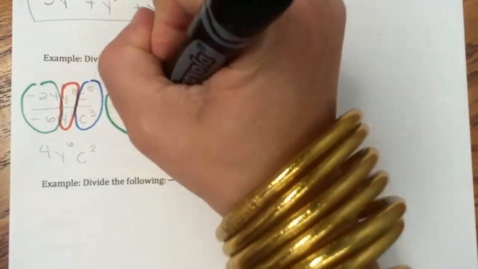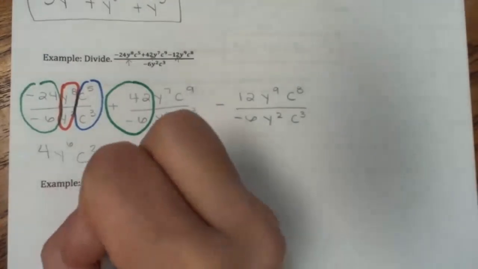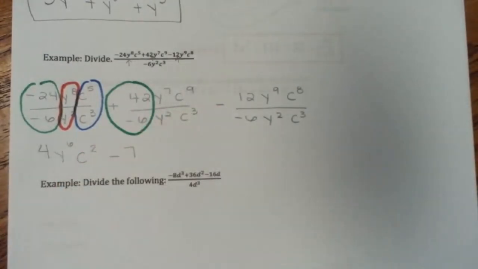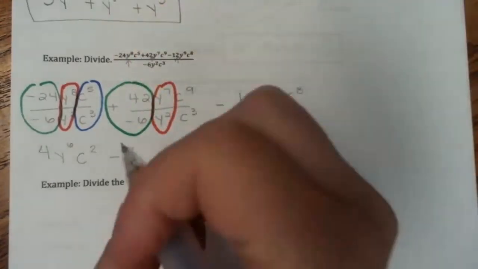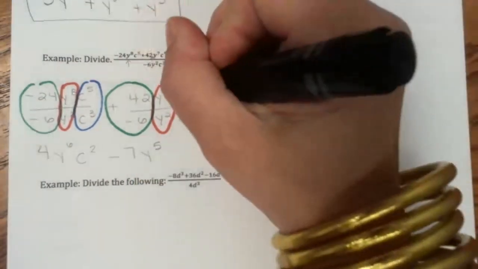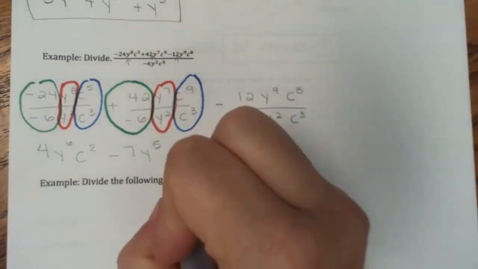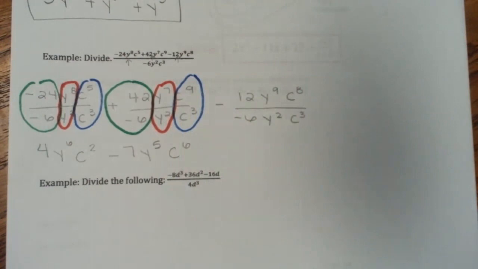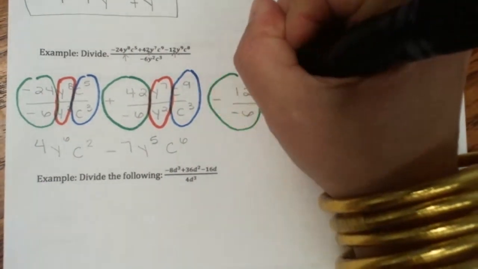Next one, so positive 42, bring that positive, divided by negative 6 would leave us with negative 7. Now we are doing y to the 7th divided by y squared. 7 minus 2 would give us 5, so that would give us y to the 5th power. And then lastly, c to the 9th divided by c cubed. 9 minus 3 would give us positive 6, so c to the 6th power. Last one, negative 12 divided by negative 6 would give us positive 2.